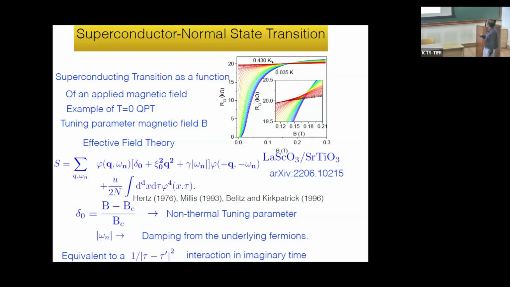This is the plot of such a transition that one sees as a function of the distance to criticality. And what we are going to do is explain disorder effects around this critical point at Bc.